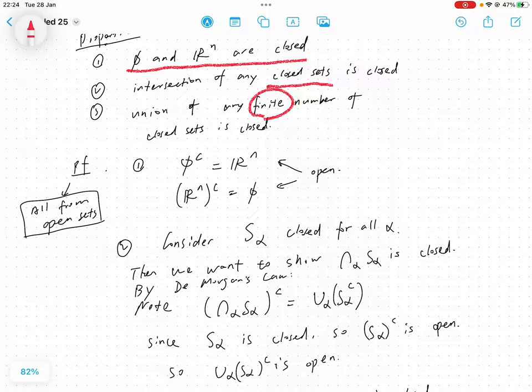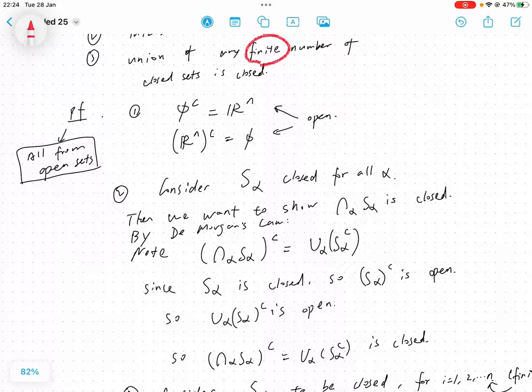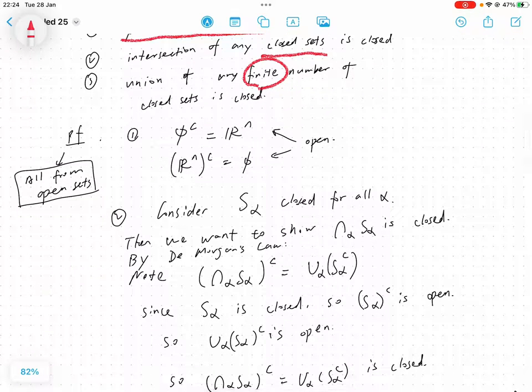Okay, so for all those three properties, we're gonna prove them using just the results that we obtained from the open sets. The first will be very straightforward. We're just following the definition of the closed sets, that would be the complement of the open sets. We have known that R^n and the empty set themselves are open, right? So their complements are just closed.